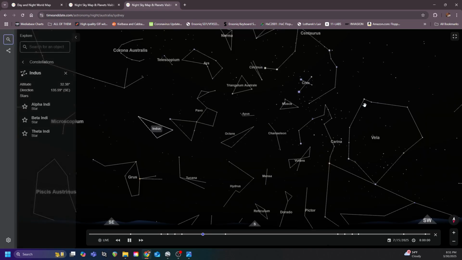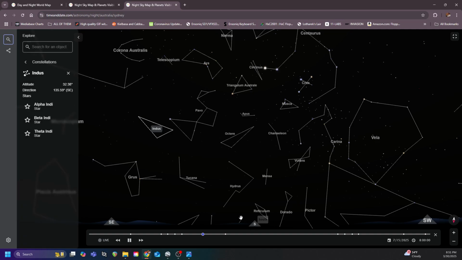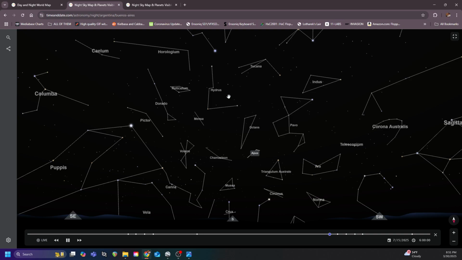So let's go ahead and enlarge this and take a look at what we're seeing. Again, we're looking south. We definitely don't see the same thing on the horizon, but look here. Here is the Southern Cross. Definitely higher in the sky, but certainly still visible looking south. And in fact, look at all of these other constellations that are visible in both.